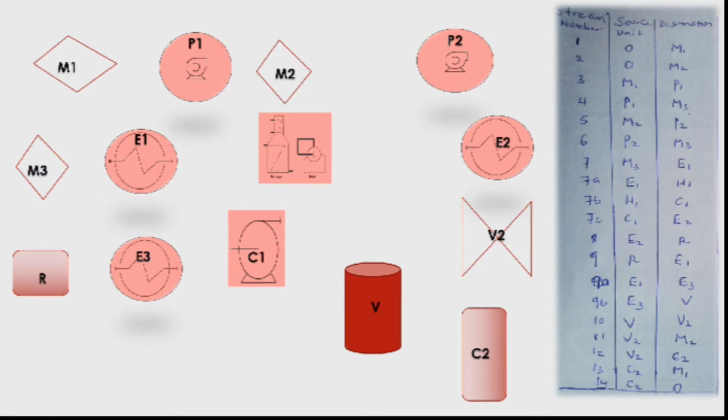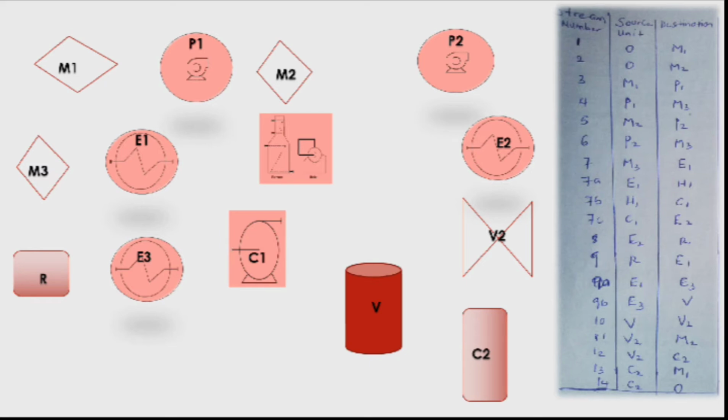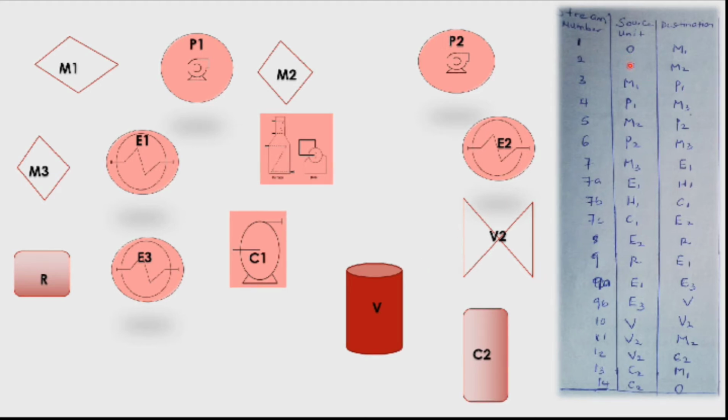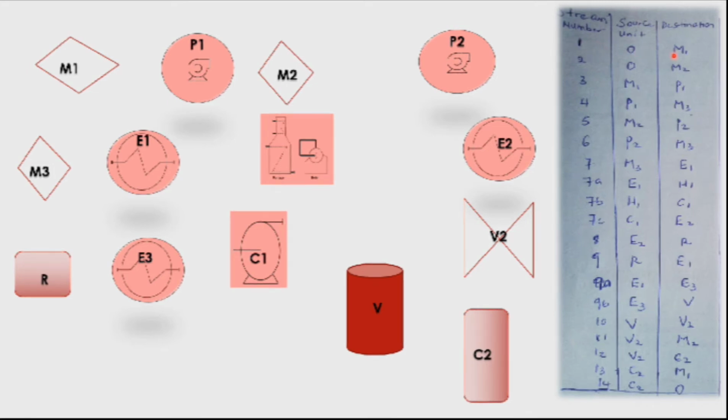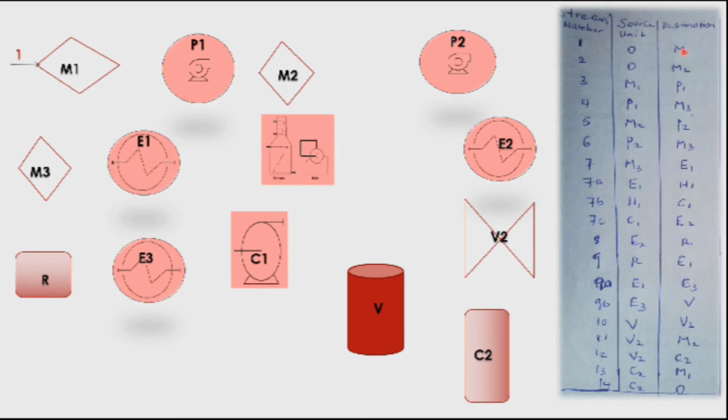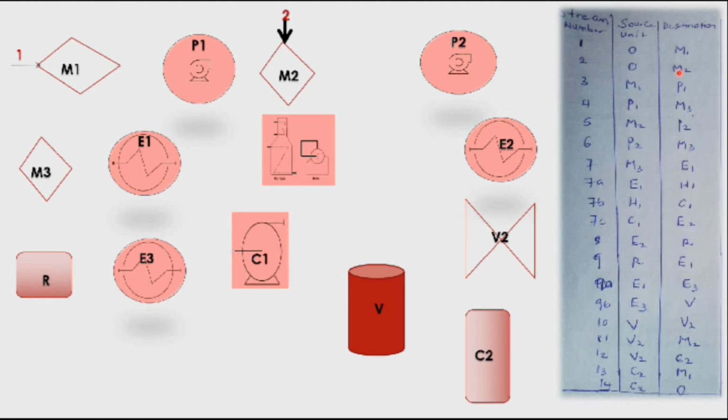Now you refer to your stream connection matrix. That's one thing you ought to do at this point. When you refer to the stream connection matrix, it becomes easier to get the information flow diagram. So this is the stream connection matrix. Stream 1 now, you have the source unit 0, destination is M1. So stream 1 has no source, but it has a destination, and the destination is M1. Stream 2, the same thing. It has no source, it has a destination, M2. So we attach our stream 2 to M2.